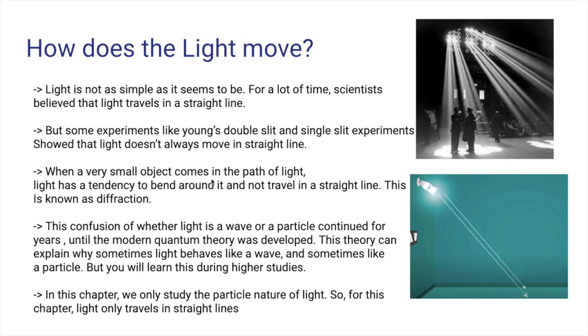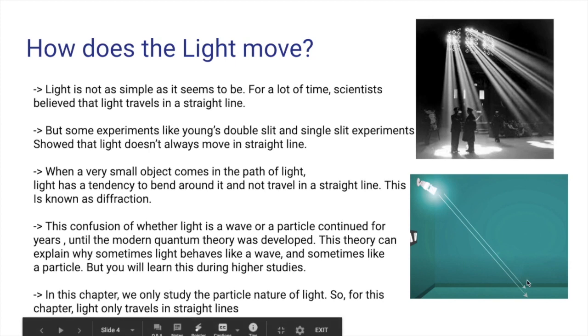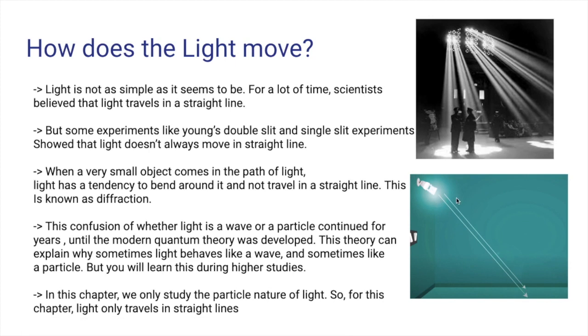When a very small object comes in the path of light, instead of traveling in a straight line, it bends around it. This is known as diffraction. So what is going on here? In certain cases it is behaving like a straight line, in some cases it is not. By observing this diffraction, scientists thought that light actually moves like a wave, instead of a straight line. Light moves like a wave in a curved path. This was called the wave theory of light.